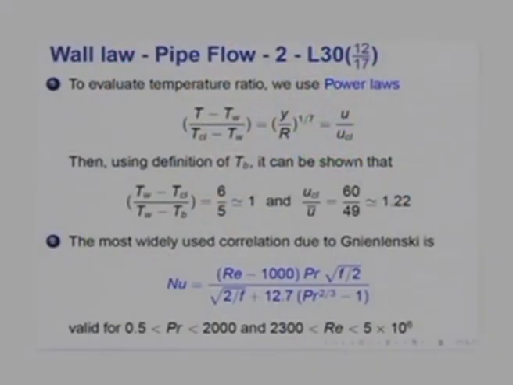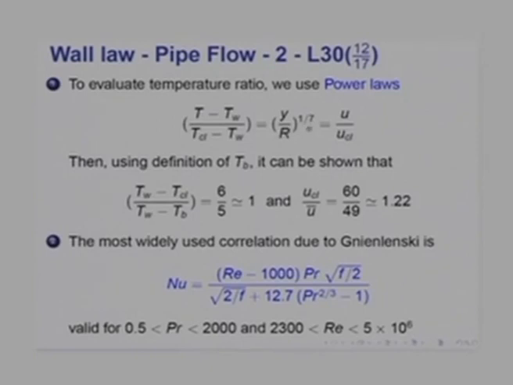Now, many times, quite analogous to the power law for velocity, you assume the validity of the power law even for temperature, T minus Tw divided by T center line minus Tw equal to y by r raised to 1 by 7, which we said would be equal to u over uCl. Then using the definition of T bulk, as you know, which is simply integral 0 to r u T r dr divided by integral u r dr, it is easy to show that Tw minus T center line divided by Tw minus T bulk would be about 6 by 5, which is close to 1, let us say 1 to 1.2.